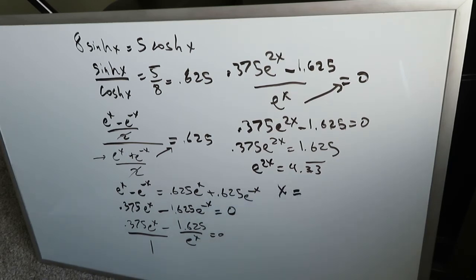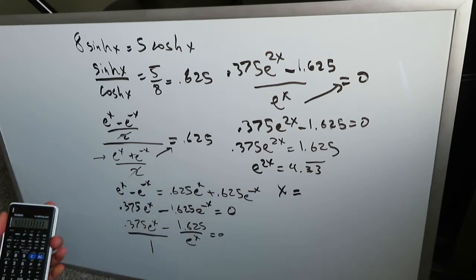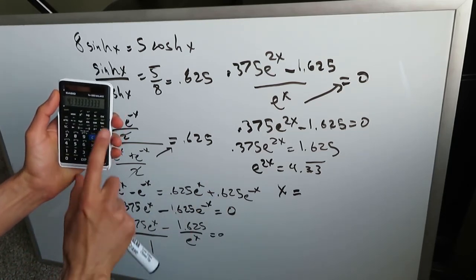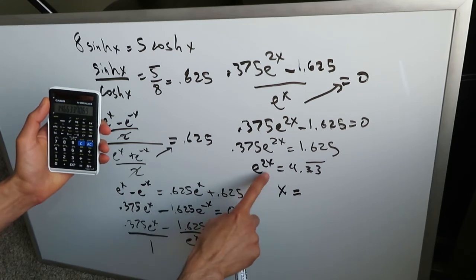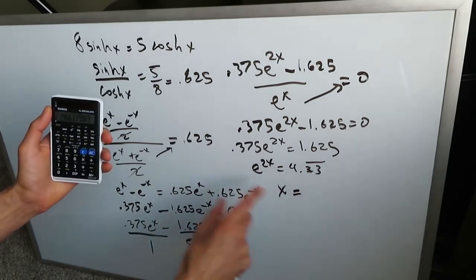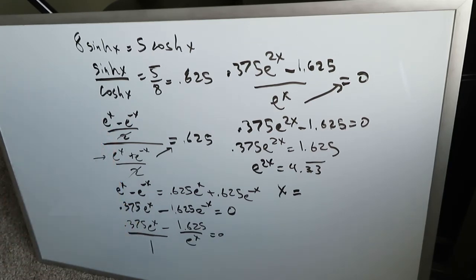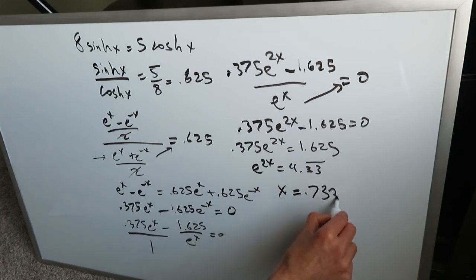So you're going to take the natural log. Remember, 2x ln e is equal to ln 4.333. You'll do 4.333 and you'll natural log it. Then you'll divide it by this 2 because it would have been a 2x. To solve for x, you take the 2 on the other side and divide it by 2, and you get 0.73316. I'll round that to 0.7332.